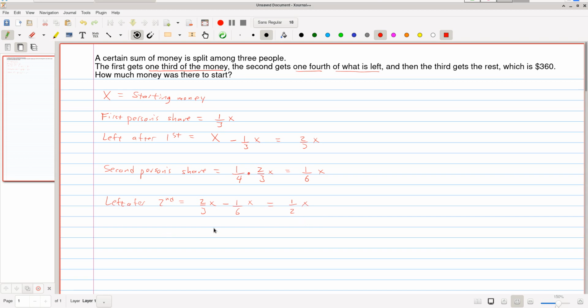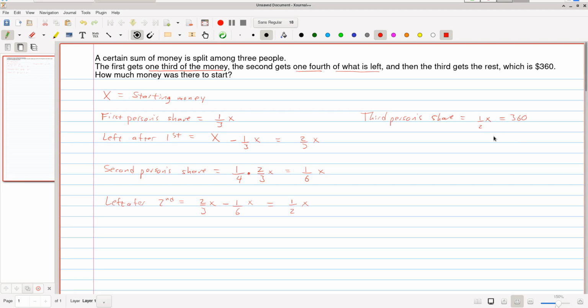Now if we look at how much the third person gets, the rest. Well, this is the rest. So that means the third person's share is what we have left, which is 1/2 X. And we're told that is equal to 360. So this is equal to $360.